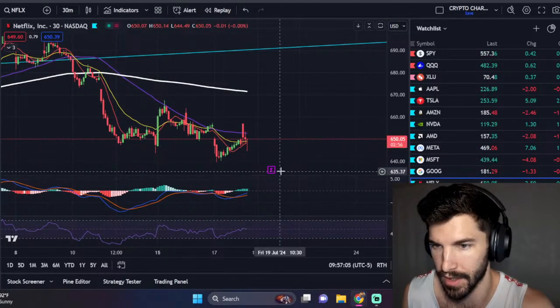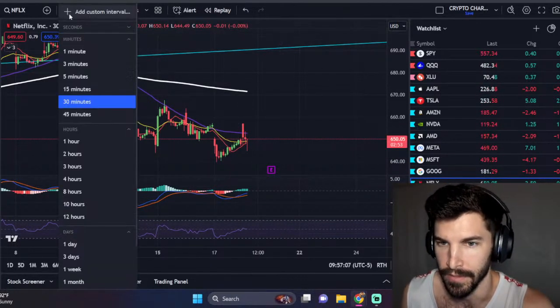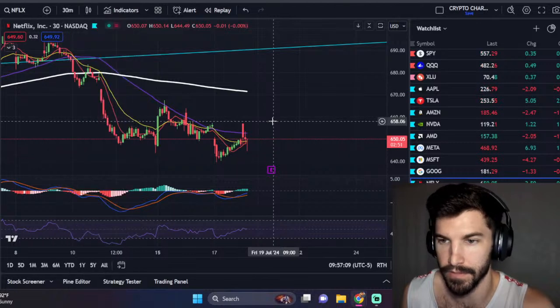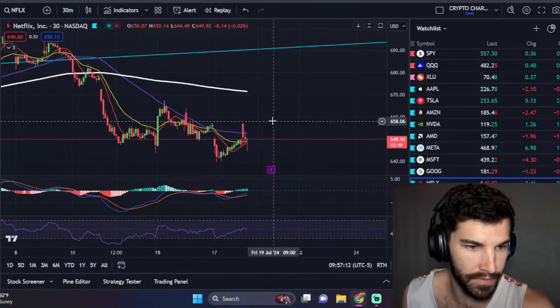Netflix, right before the earnings. You got some divergence down here. But remember, this is a 50-50 flip. This could just escalate things tomorrow.